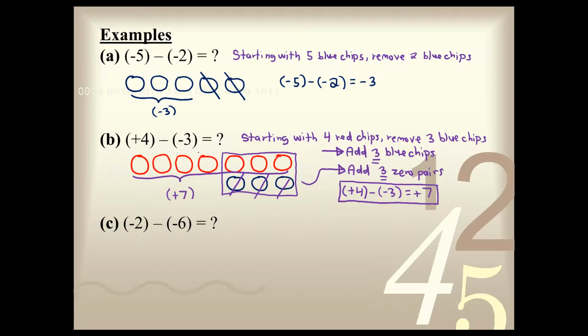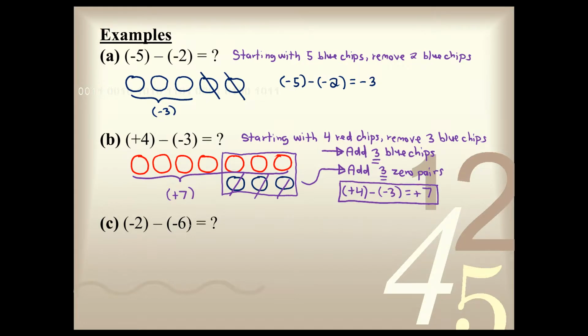So let's just clarify what I did again. I started off with the original statement: starting off with 4 red chips, remove 3 blue chips. That was step 1. Step 2 says if I can actually do that, do it. But you can't. If you start with 4 red chips, you didn't have the blue chips to remove. So I identified that in order to carry out the statement, I had to add 3 blue chips. The number of chips you add is going to be the number of 0 pairs to add. So I had to add 3 0 pairs, and then I can complete the statement and figure out what the difference of these integers is going to be.